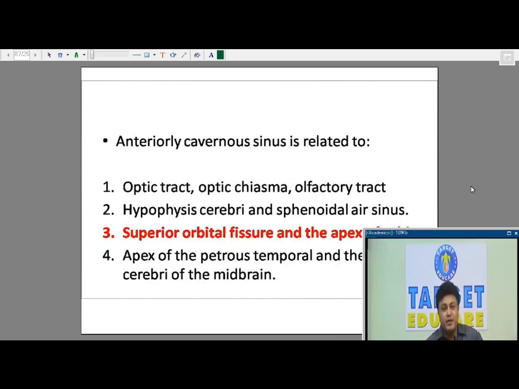This is the clinical significance part. Now, anteriorly, cavernous sinus is related to the superior orbital fissure and the contents of the orbit. Option number 3, that is superior orbital fissure and the contents of the orbit.